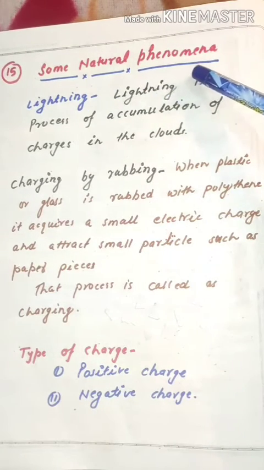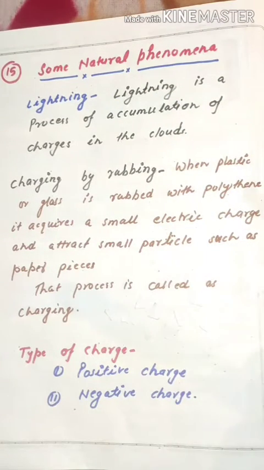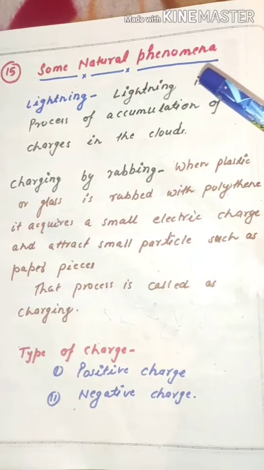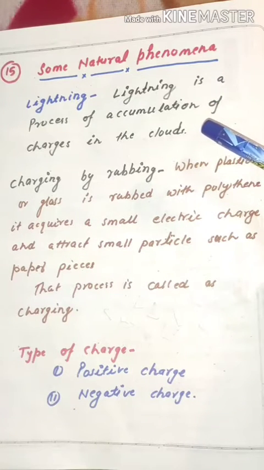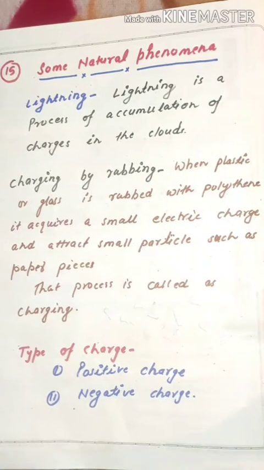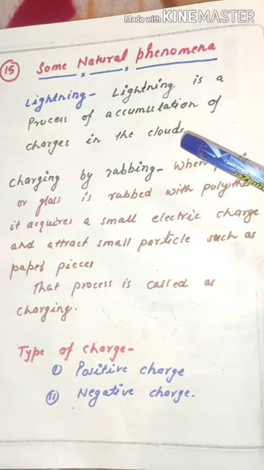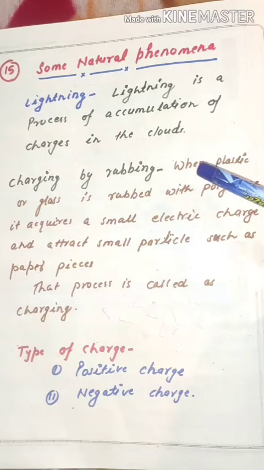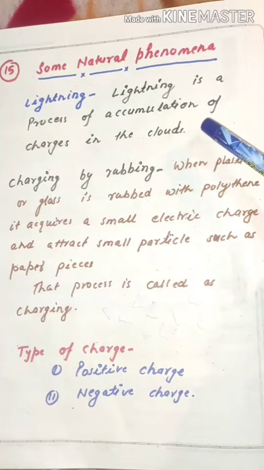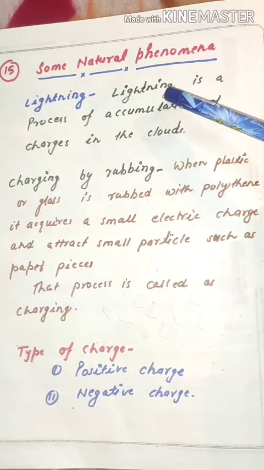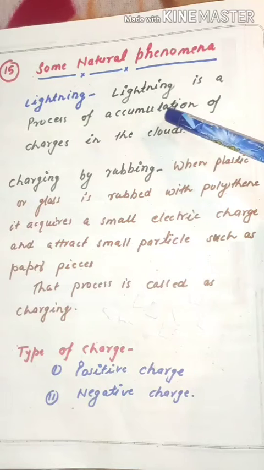Some natural phenomena. Student, recall your study of class 7th. You have already learned some natural phenomena, that is winds, storm and cyclone, and you should also know they are very destructive and they cause a lot of damage to humans as well as their property. So student, in this class, first of all we have to discuss what is lightning.